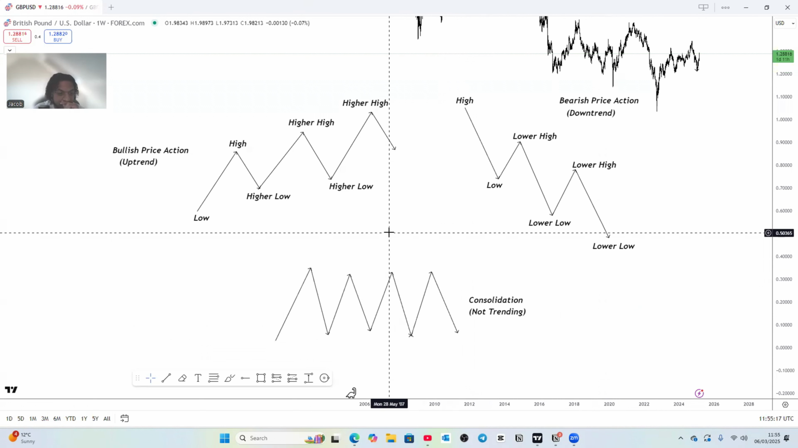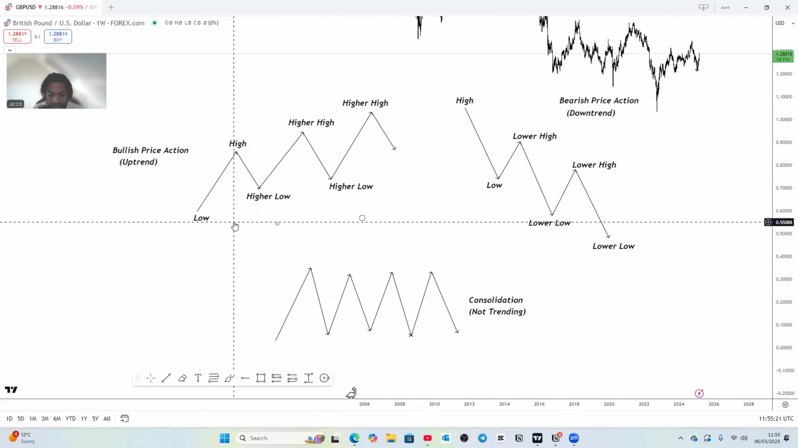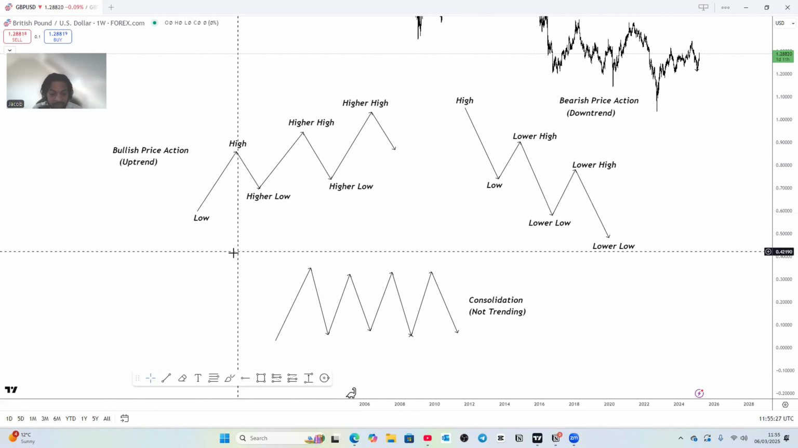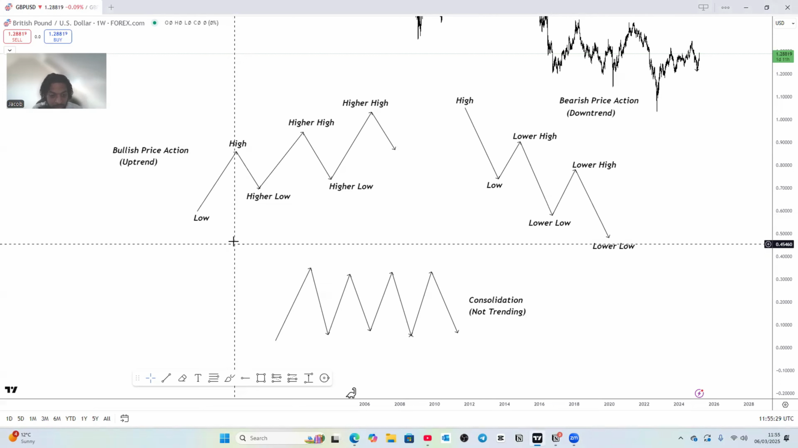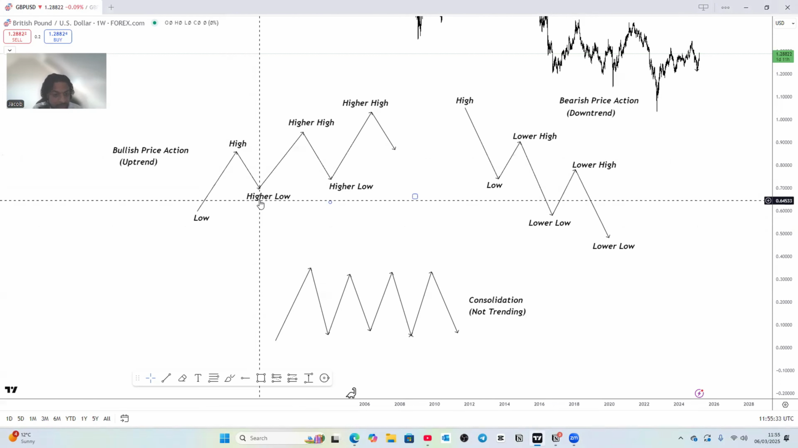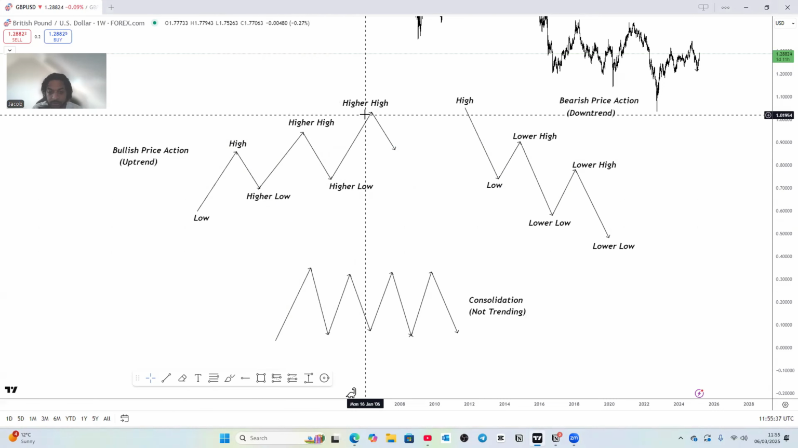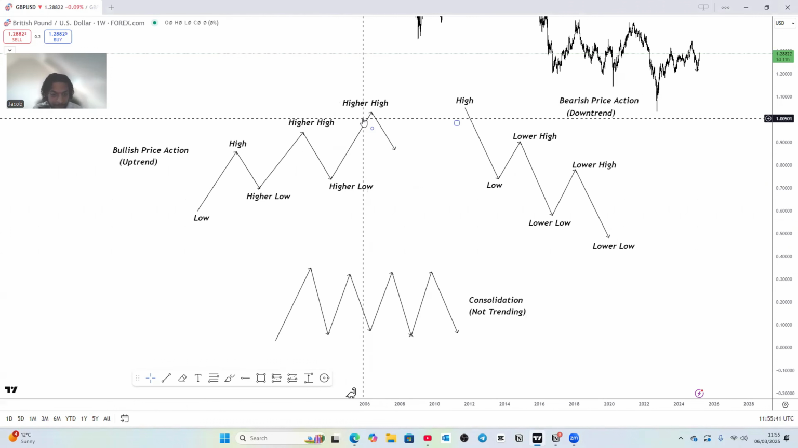So if we take bullish price action first, an uptrend, for those that know what bullish means, there's one thing you should be seeing if you can confirm this in an uptrend. It starts with a low, it creates a high, it should be creating a higher low, a higher high, a higher low, a higher high, and continuously doing that. As long as the trend is bullish, that's what you should be getting.